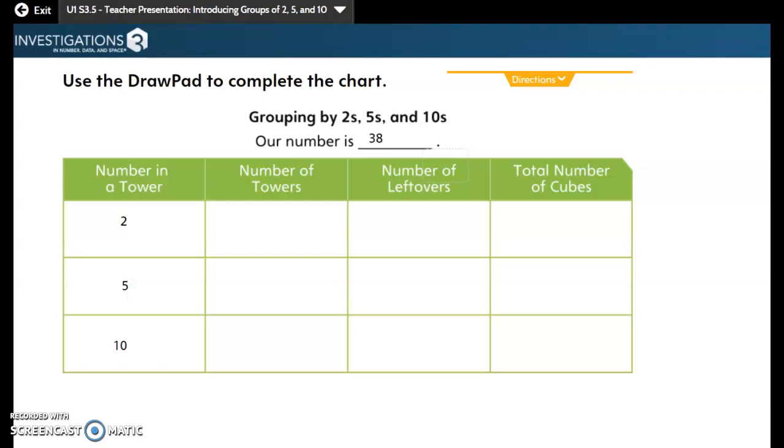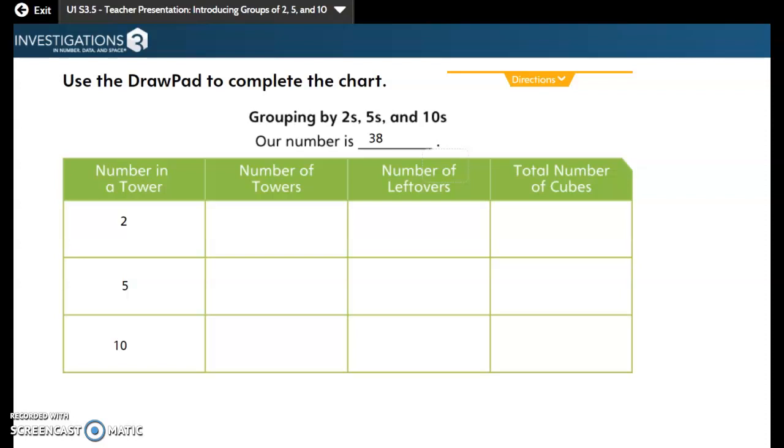Hello, we're going to work together on math activity 3.5, which is introducing groups of 2, 5, and 10. What you're going to need for this activity are your cubes, your number cards for grouping, and student activity book page 56.